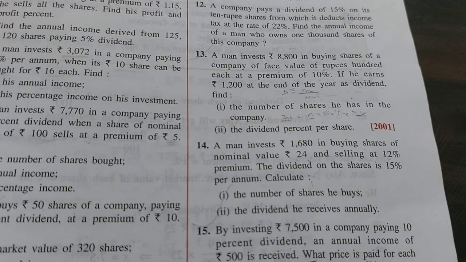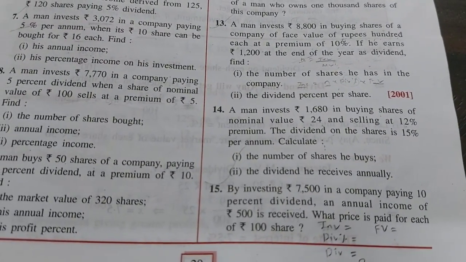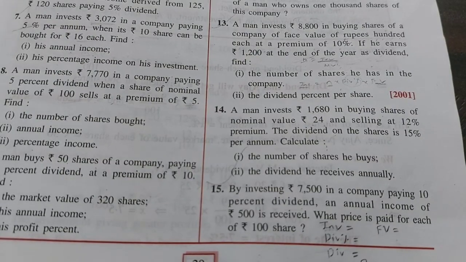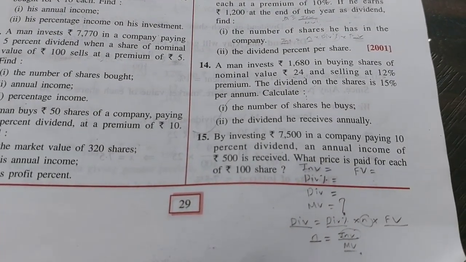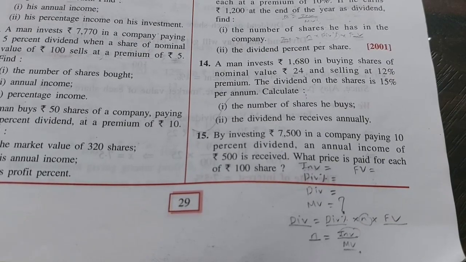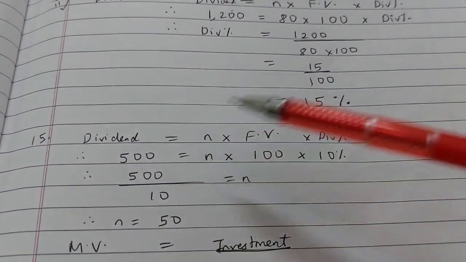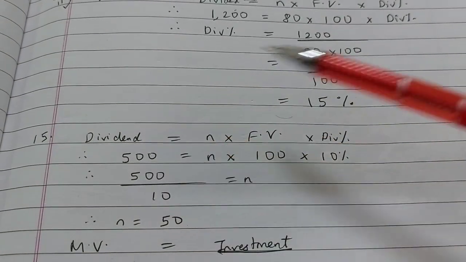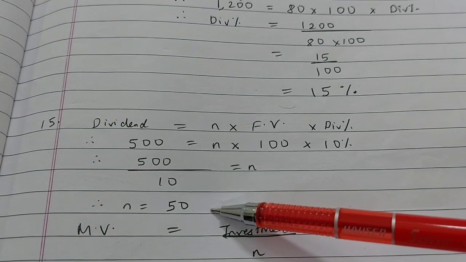Now the 15th sum. By investing rupees 7,500 in a company paying 10% dividend, an annual income was received. What price is paid for each of the rupees 100 share? So again, first we'll find out the number of shares by using the formula dividend is equal to N into FV into dividend percent, because dividend is given, FV is given, dividend percent is given. So the only thing missing is N, which we found out to be 50.